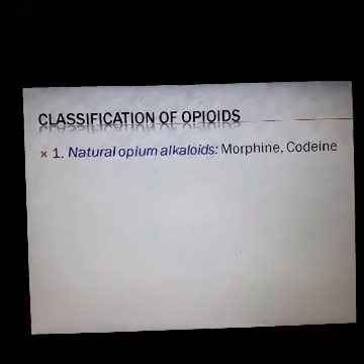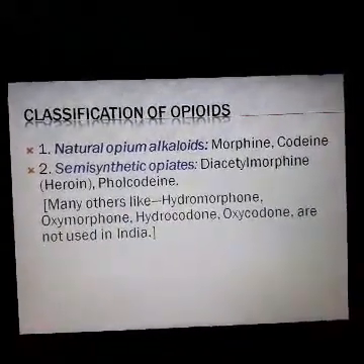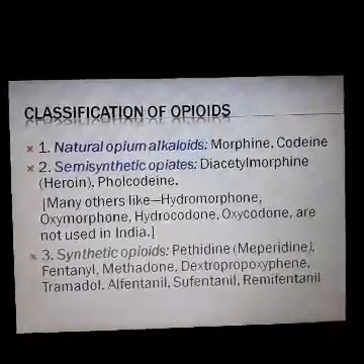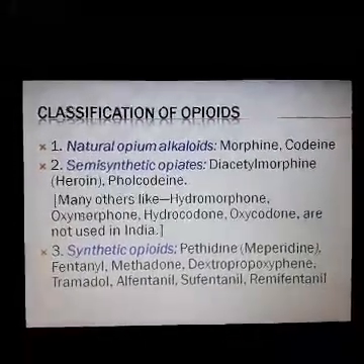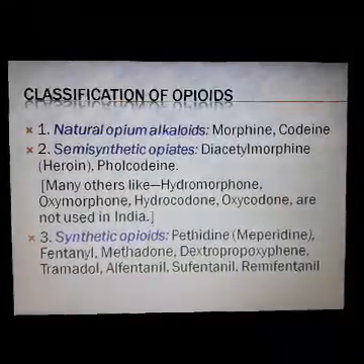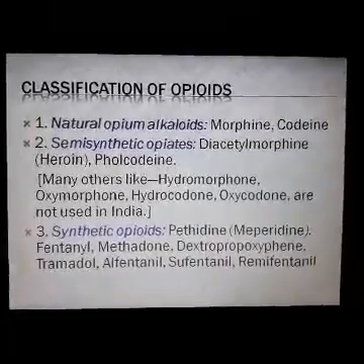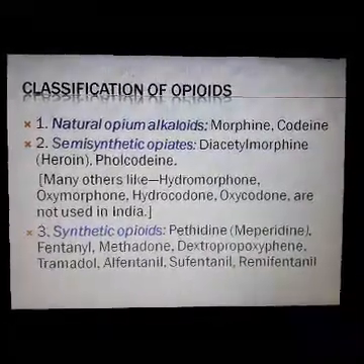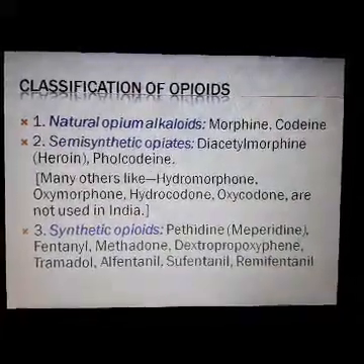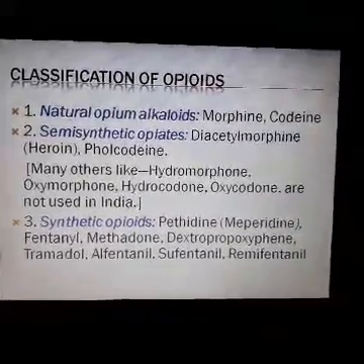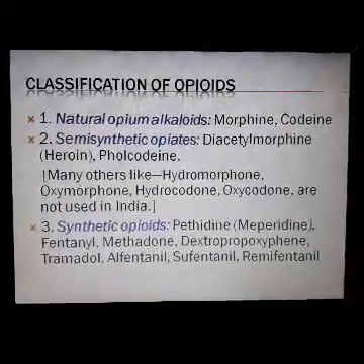Now the classification of opioids. There are natural, semi-synthetic, and synthetic. Natural opioids are morphine and codeine. Semi-synthetic opiates are diacetyl morphine, also called heroin, and others like oxymorphone, hydrocodone, and oxycodone. They are not available in India. Important synthetic opioids are pethidine, fentanyl, methadone, and tramadol. In books you will find descriptions of all the drugs, but you need to remember something about morphine, codeine, heroin, pethidine, methadone, fentanyl, and tramadol. This much is sufficient for your examination purposes.